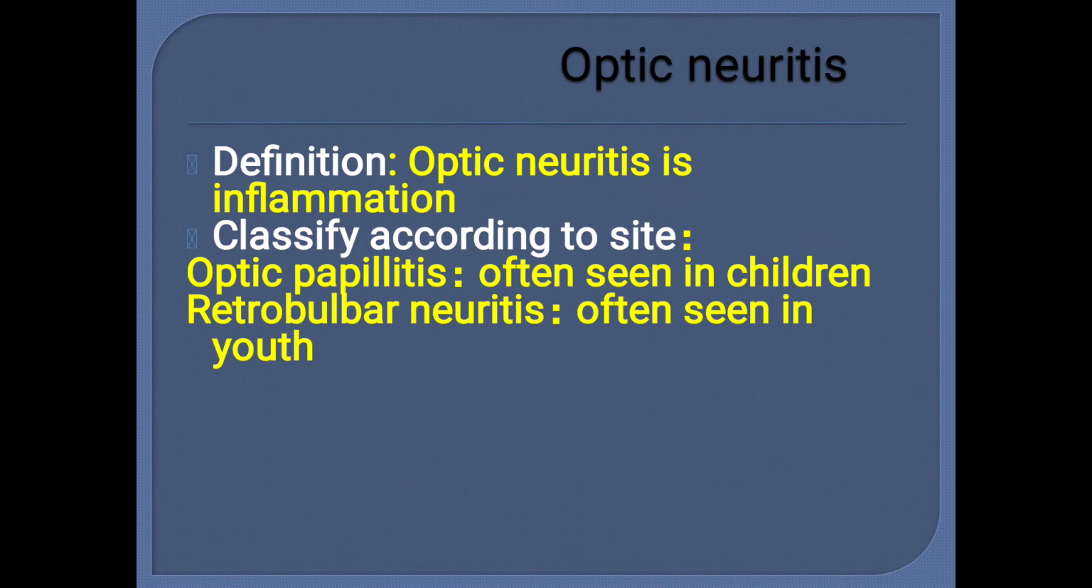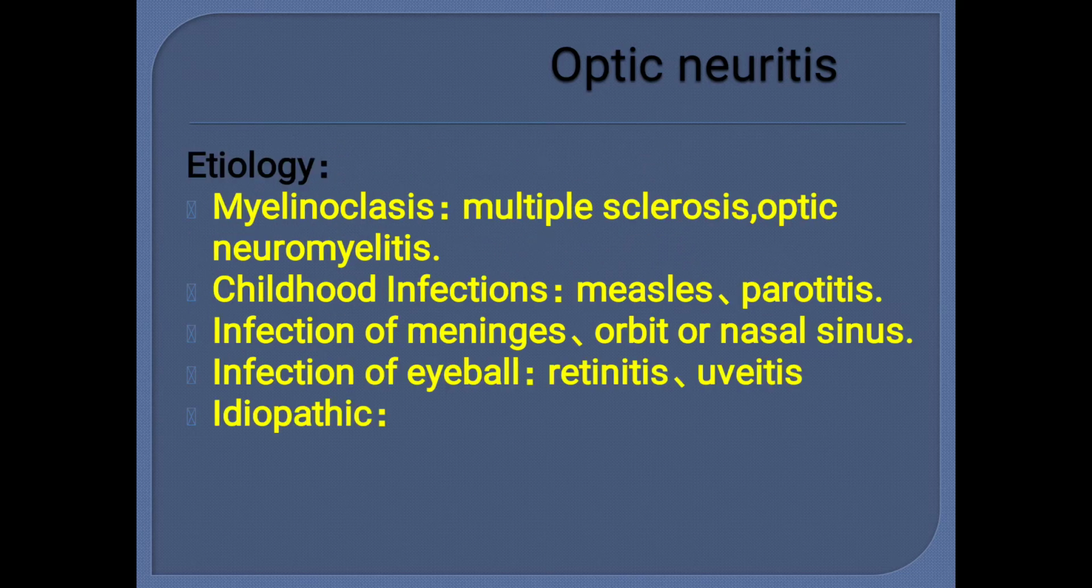So what is optic neuritis? Optic neuritis is nothing but inflammation of the optic nerve. It can be classified variously. One classification is according to the site of optic nerve involvement. If the optic disc is involved, then it is called optic papillitis. And if the optic nerve is involved behind the globe, that is in the retrobulbar portion, then it is called retrobulbar neuritis.